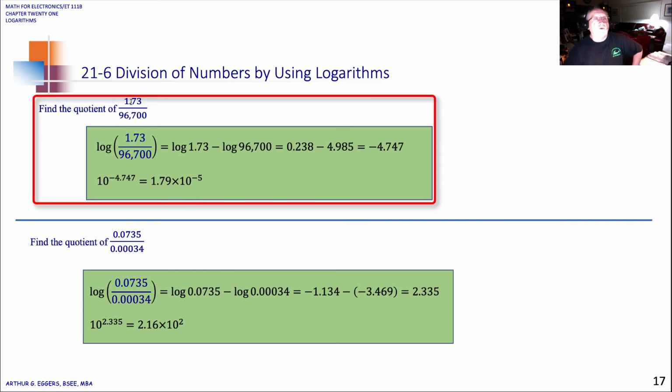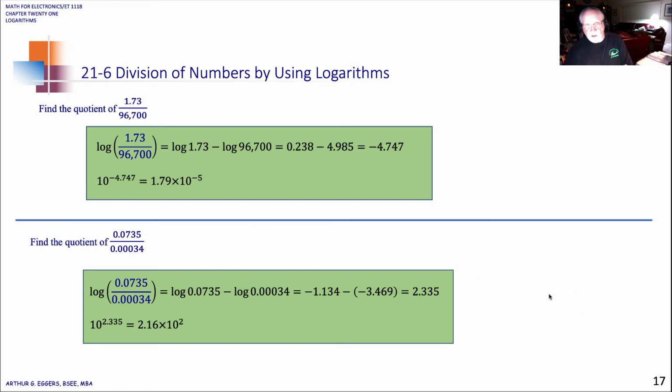Find the quotient of 1.73 divided by 96,700. Seems like a pretty ominous number with these fractions and very large numbers. But using the logs, you can simplify it. If I take the log of the numerator, take the log of the denominator, take the difference in the two, I end up with a value of minus 4.747. Put that into exponential form. 10 to the minus 4.747 gives me a value of 1.79 times 10 to the minus fifth. So that becomes the log of the product. Okay, same thing in the other example.